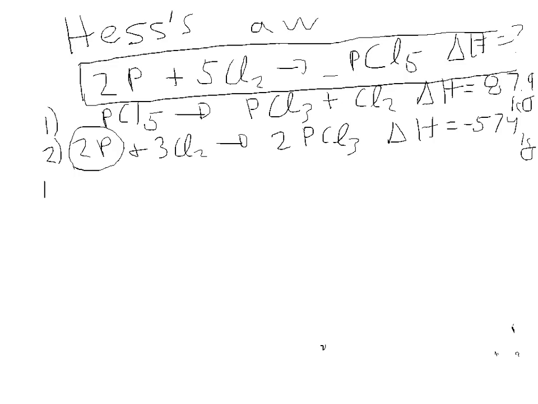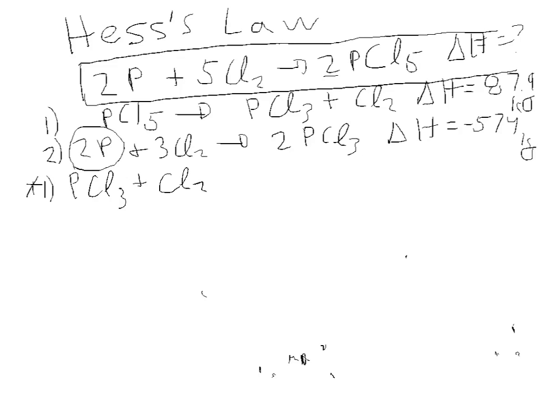So I'm going to take chemical equation number 1, and put a star by it, saying that that's a slightly different reaction from number 1, and I'm going to write it in the exact reverse way, in which PCl3 plus Cl2 reacts to make PCl5, and that is the exact flip of equation number 1.